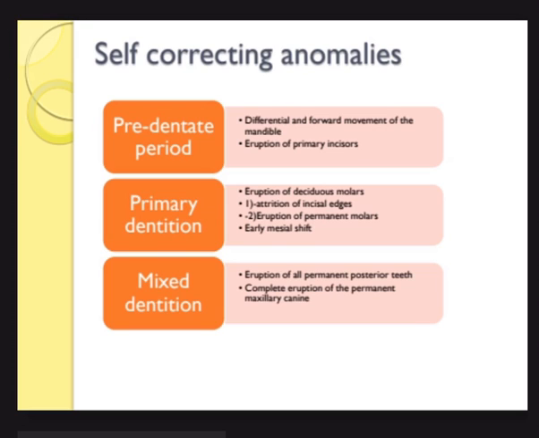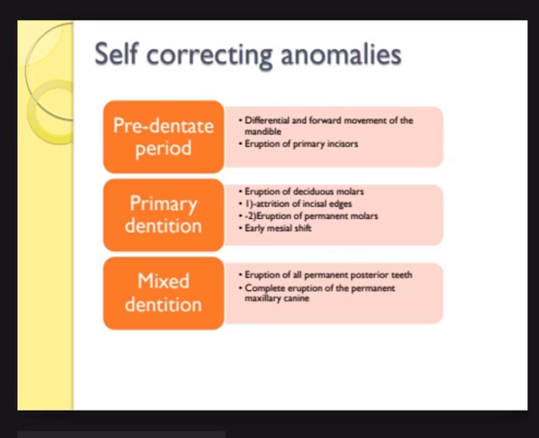And during that period, you can find certain phenomena like anterior open bite and infantile swallowing. Again, this is corrected by the eruption of your primary incisors at around 6 to 8 months. Coming to your primary dentition, again there are various features like deep bite and decreased overjet. This is corrected by the eruption of deciduous molars. Then again there can be attrition of the incisal edges.